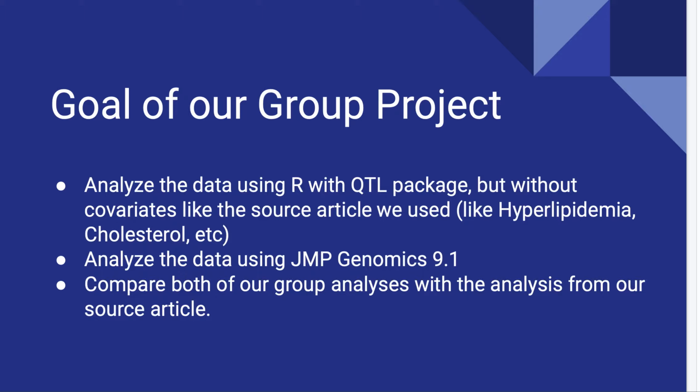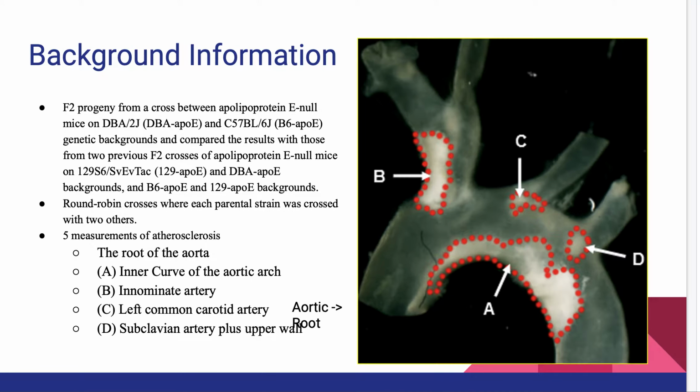We also wanted to analyze the data using JMP Genomics 9.1, which is available through UF repositories. And we wanted to compare both of our group analyses with the analysis from our source article and see what we got. So for background information, this has already been gone over by Sharvy and Paul. I just wanted to note that I added this aortic root arrow here because this is the aortic root. I don't think it was labeled well before. And this is where the aortic artery and the heart meet each other.